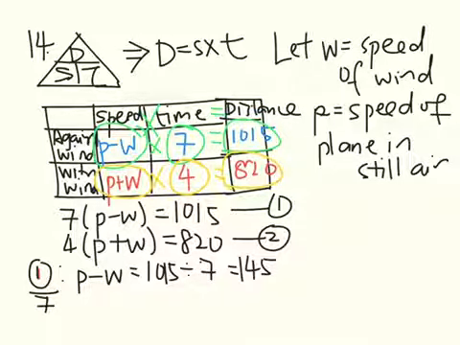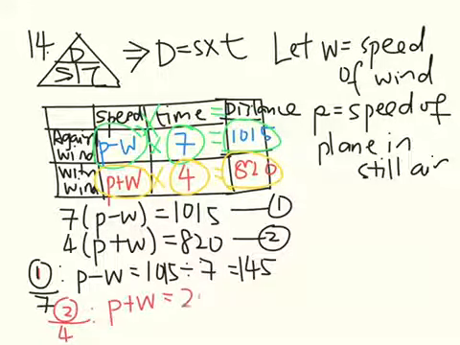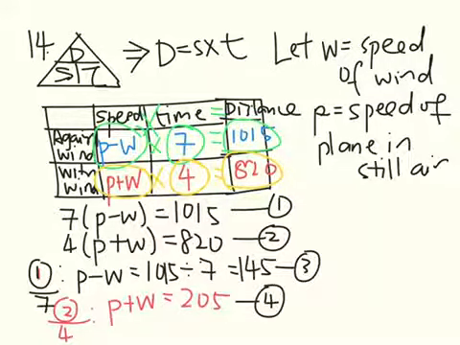Let's see, 820, whether it's divisible by 4. Yes, it's divisible by 4. The second equation divided by 4, I end up with P plus W equals 205. Now I have these two new equations. I'm going to label them as equation 3 and equation 4.